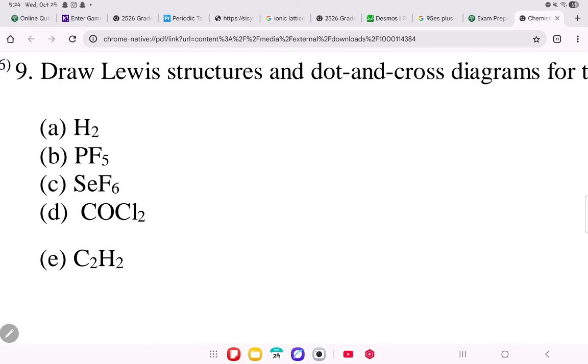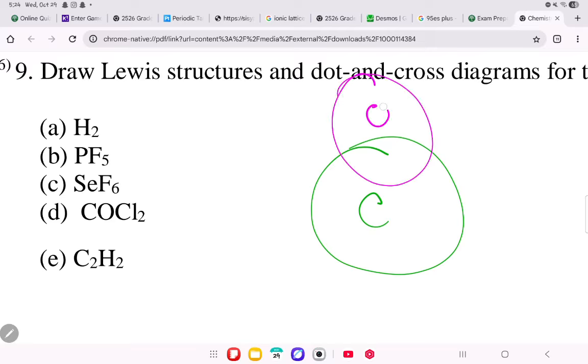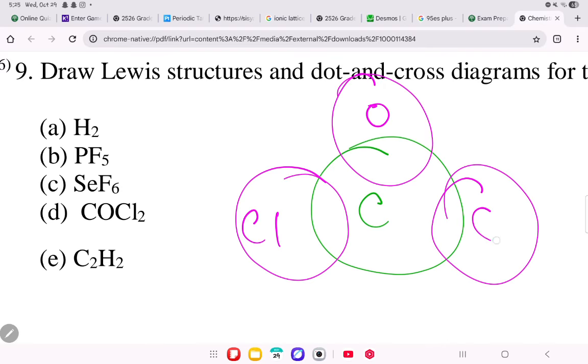That's for PF5. Actually, SF6 is the same concept. Let us do instead COCl2. We said we chose carbon as our central atom, right? And we said that it did a double bond with oxygen and single bond with chlorine. Okay, so it would be like this.